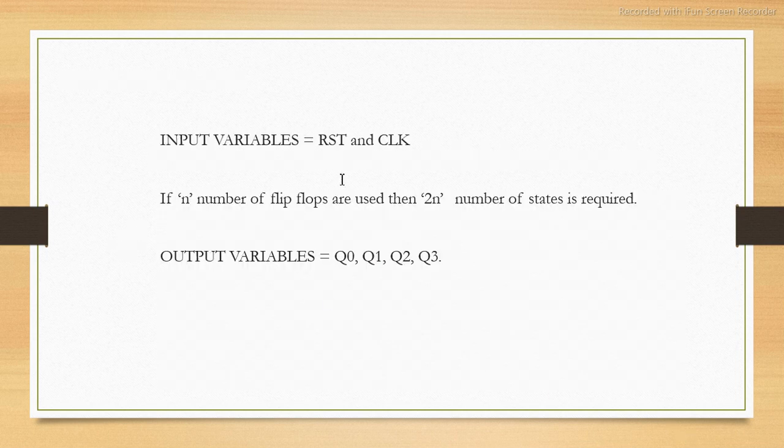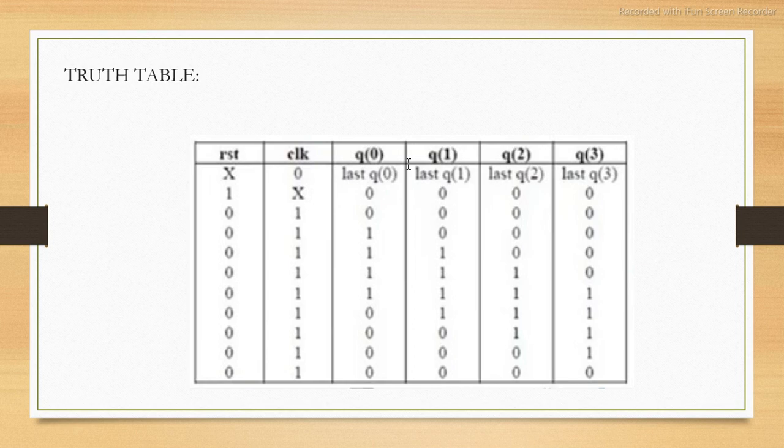Input variables are RST and clock pulses. If n number of flip-flops are used, then 2n number of states is required. Output variables are Q0, Q1, Q2, Q3. This is a truth table for the twisted ring counter.